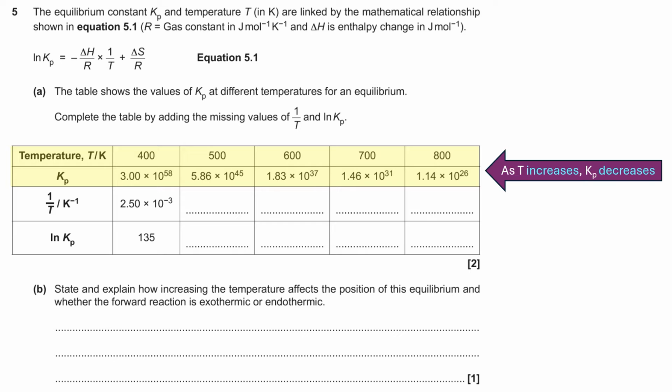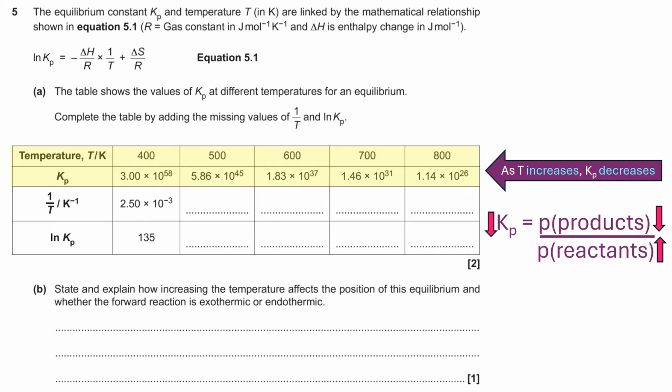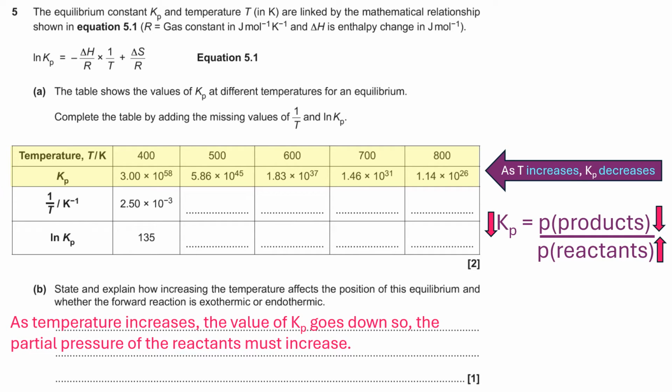So as T increases, you can see that Kp goes down, and therefore that means that using the Kp expression, which is the partial pressure of products over the partial pressure of reactants, if Kp goes down, what's going to happen is the partial pressure of products goes down, whereas the partial pressure of the reactants goes up. So that means the position of equilibrium must be shifting to the left, the hotter the temperature gets. So that must mean in turn that the forward reaction is exothermic, so the endothermic direction is favoured, which is the reverse.